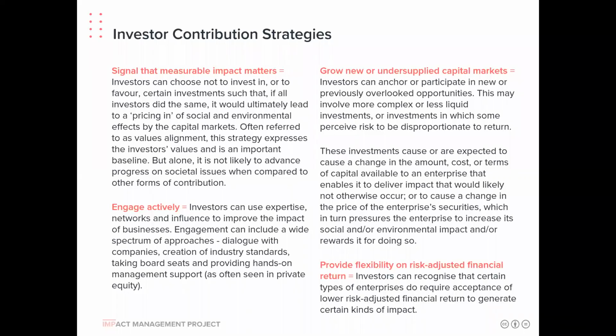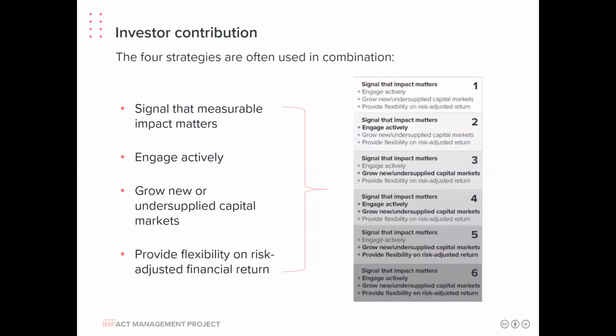And finally, James, the last one. The last strategy is providing flexibility on risk-adjusted returns. So these are investors that are able to consider accepting less than market rate risk-adjusted financial returns in order to generate certain types of impacts, typically contribute to solutions impact that wouldn't have occurred otherwise. And then, James, if you go to the next slide. Thank you.